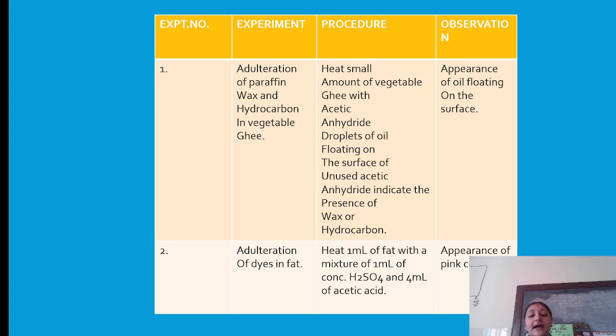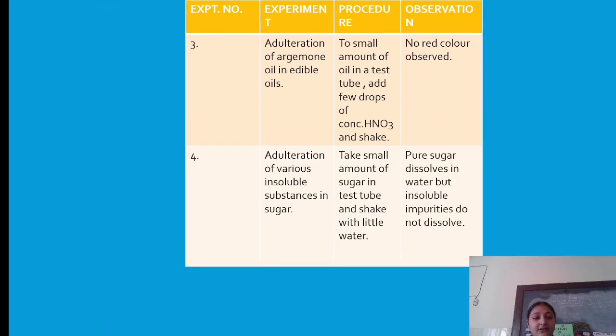So the observation was appearance of oil floating on the surface. Next, we have adulteration of dyes in fat. Heat 1 ml of fat with a mixture of 1 ml of concentrated H2SO4 and 4 ml of acetic acid. Appearance of pink color was the observation. Next, adulteration of argemone oil in edible oils. To a small amount of oil in a test tube, add a few drops of concentrated HNO3 and shake. Observation was no red color observed.